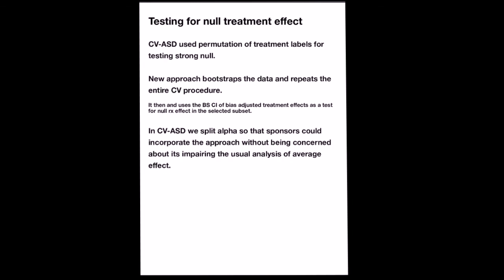Now, there's also an important difference in the way the treatment effect is tested within that subset between the way we did it originally in the cross-validated adaptive signature design and the way Zhiwei's paper does it. We used a permutation of the treatment labels, which, as the paper points out, tests a strong null hypothesis of no subset effect of any type. The new approach is using bootstrap sampling, and it claims that it's actually testing a more precise null hypothesis of no treatment effect in the selected subset. And if so, that would be an important advance.